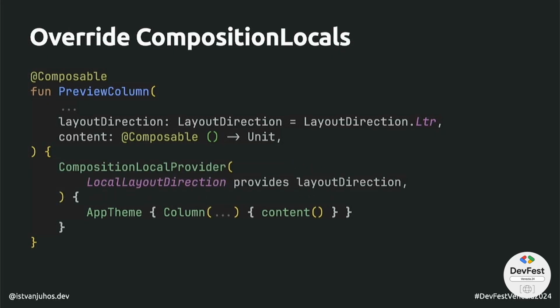And of course, to use this, that's quite straightforward. You can utilize the composition local providers. You can override the composition local providers in your previews as well. So we could just override local layout direction with the parameter that's coming in as an argument for preview column.